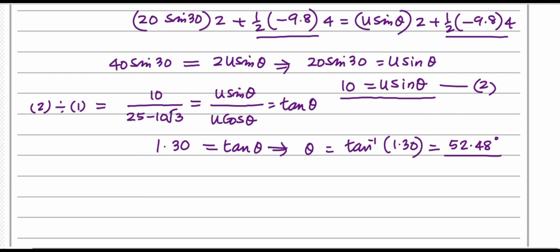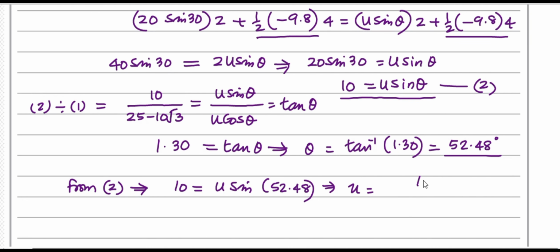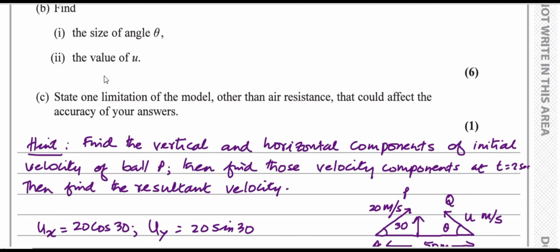Now we need to find out u. We can use equation number 2 to figure out u. From equation 2, 10 is equal to u sine 52.48 degrees. Therefore, u is equal to 10 over sine 52.48, and that gives us 12.6 meters per second.